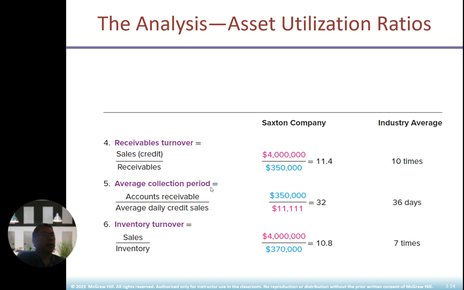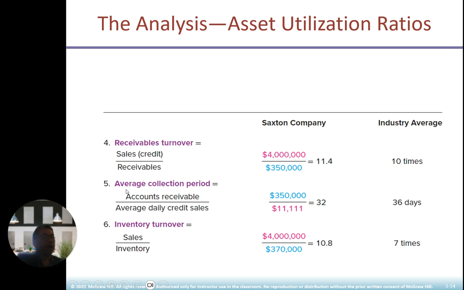Okay. Then we're going to use the utilization ratio. What is the utilization ratio? To look at your receivable. Receivable turnover will be credit sales divided by receivable, which is 4 million by 350, which is 11.4, compared to 10 times average. So the turnover is higher.